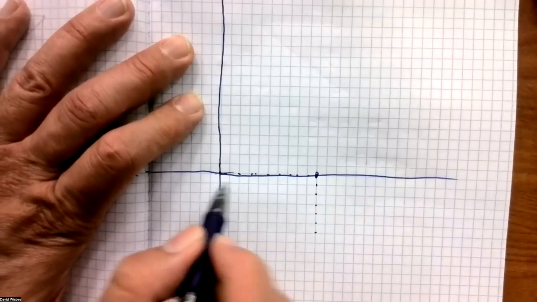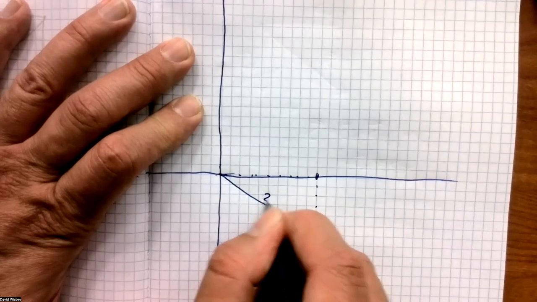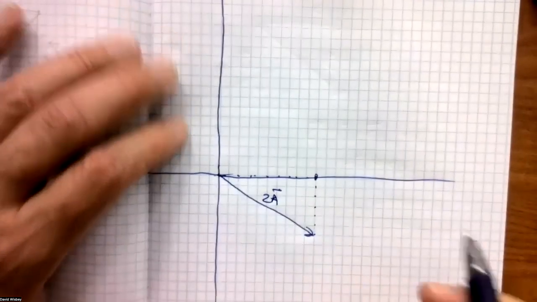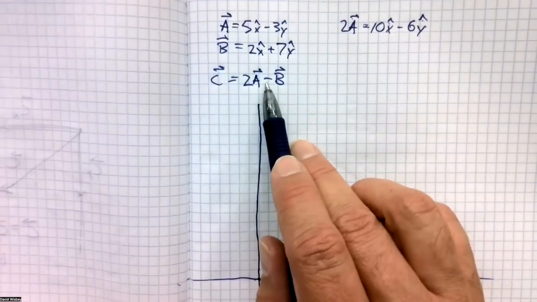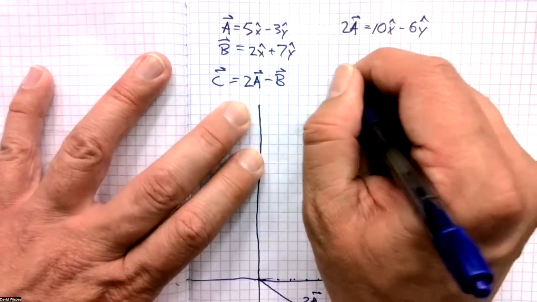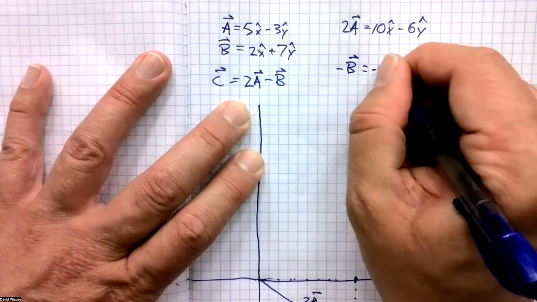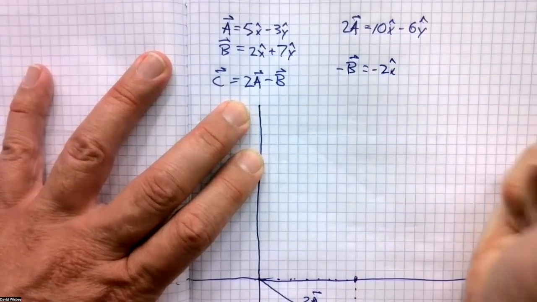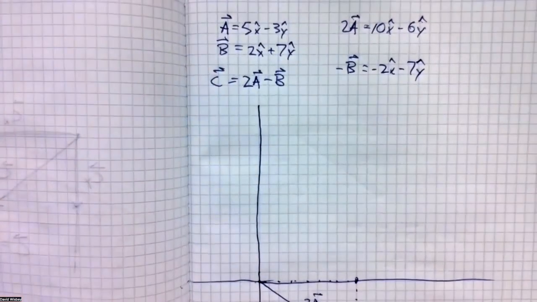And so now I'm going to draw my vector. This is 2a. This vector is 2a. All right. And then b, I said minus b. Okay. So minus b is going to equal minus 2x minus 7y.